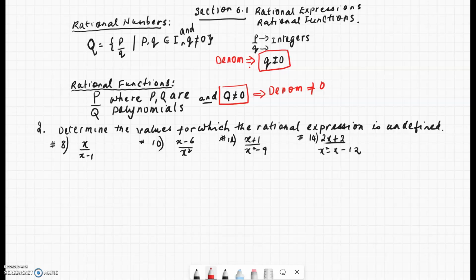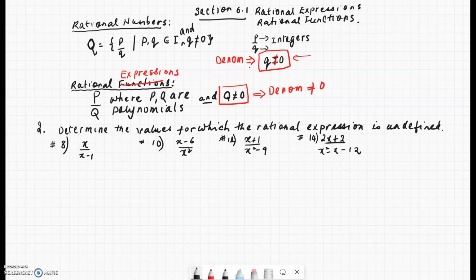Just like a rational number is anything in the form p over q as long as the denominator is not equal to 0, the same thing. It's a polynomial over a polynomial. That's what a rational expression is. So far, we're only talking about rational expressions. It's a polynomial over a polynomial. Now let's look at a few examples.